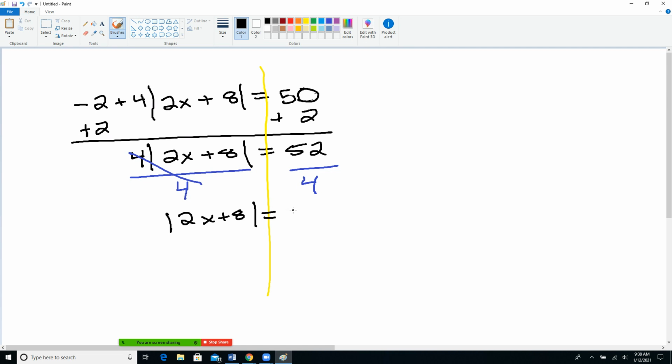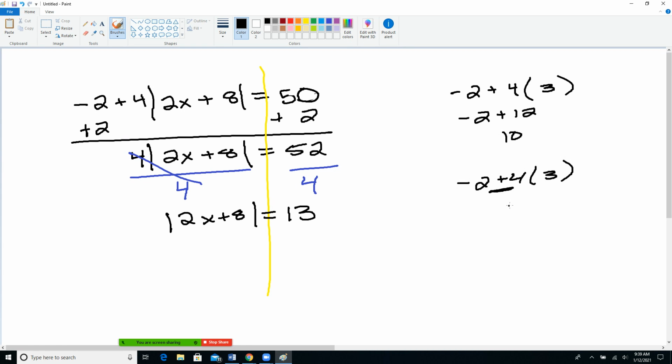Does that make sense? I'll do this. -2 plus 4 times 3. How I'm supposed to do this problem is -2 plus 12, so I get 10. What you're suggesting is that I combine these two. So I get exactly.